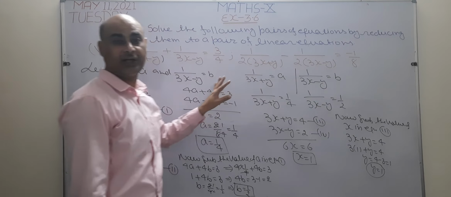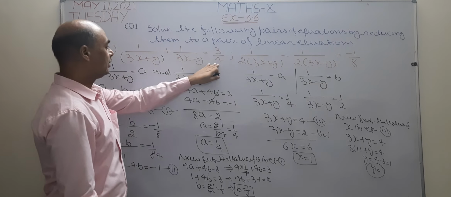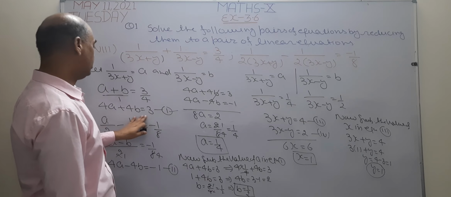3 into 1 is 3, now this a plus b is going to multiply with 4. 4 into a is 4a and 4 into b is 4b. This is the first equation. This given pair of equations is reduced to this simple equation.